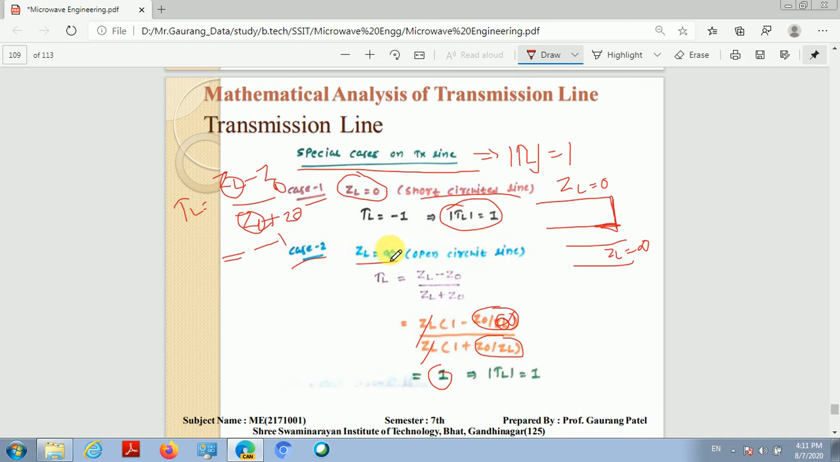So when the line is open circuited or when the line is short circuited, in these cases we will get the magnitude of the reflection coefficient equal to 1. So we got two cases, when the line is short circuited and when the line is open circuited. In that case, the magnitude of the reflection coefficient is unity, or 1. Now what do you mean by open circuited? That is ZL is equal to infinity. What do you mean by short circuited? That is ZL is equal to 0.